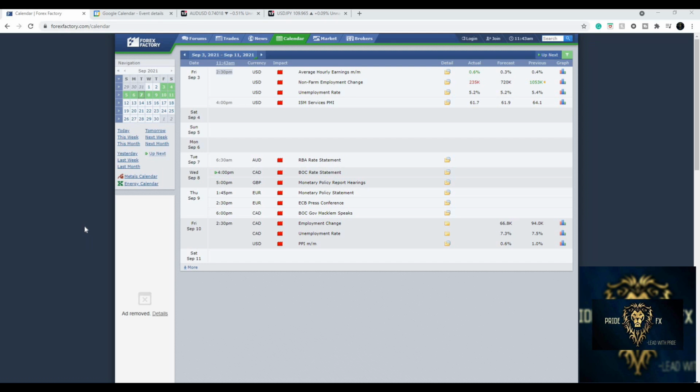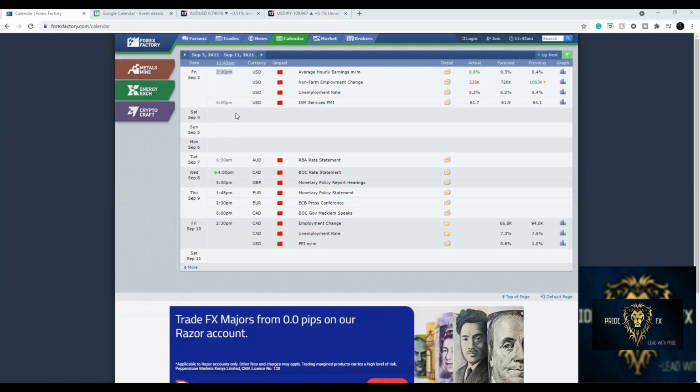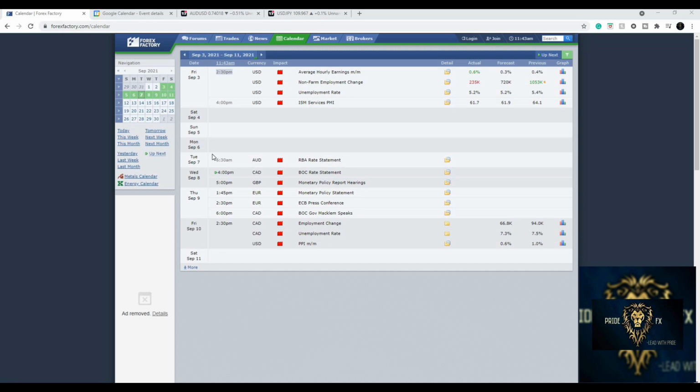Okay, so what we're looking at over here is an economic calendar, right? An economic calendar tells us the events that are going to take place, or events that have taken place before.